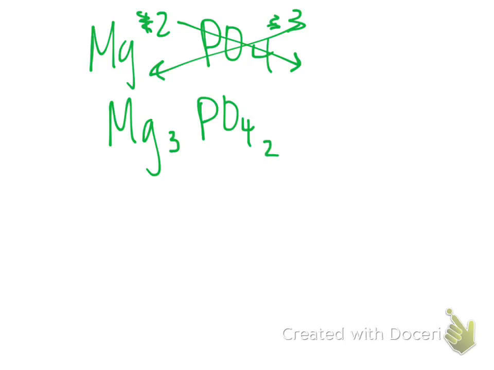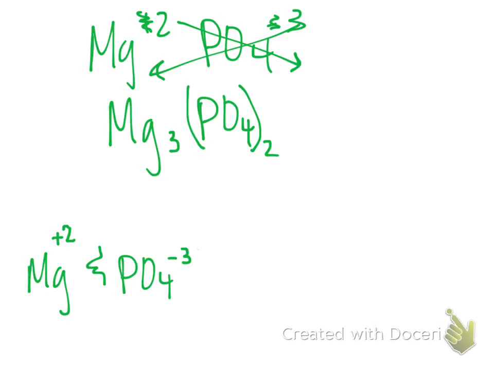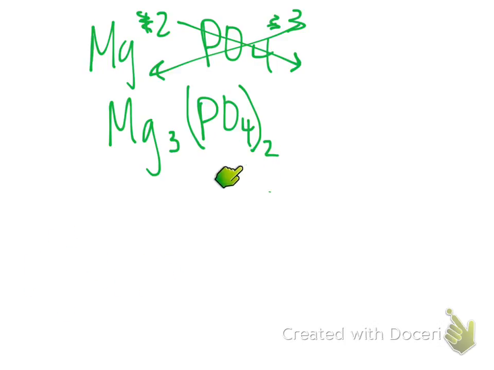Can we just go like this? No, because that doesn't tell us anything. We have to have the parentheses so that we know that we need 2 of these entire molecules. Okay, right? We need 2 phosphorus atoms and 8 oxygen atoms. So whenever we have to cross down with multiple, we need to make sure that we have parentheses around that polyatomic ion.